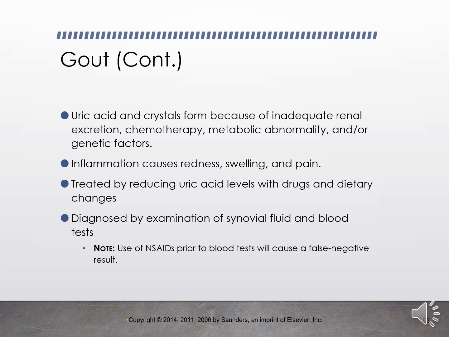So uric acid crystals form because of inadequate renal excretion, or from chemotherapy, or from a metabolic abnormality, or from genetic factors. The inflammation causes redness, swelling, and pain, and it's treated by reducing uric acid levels with drugs and dietary changes. We diagnose it by examining the synovial fluid and blood tests. Use of NSAIDs prior to blood tests, though, will cause a false negative result, so it's important to know that with your patients.